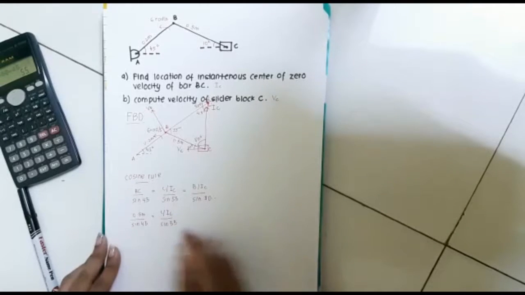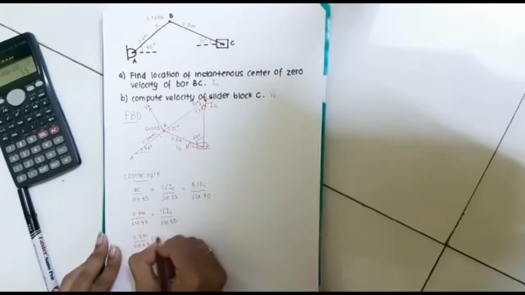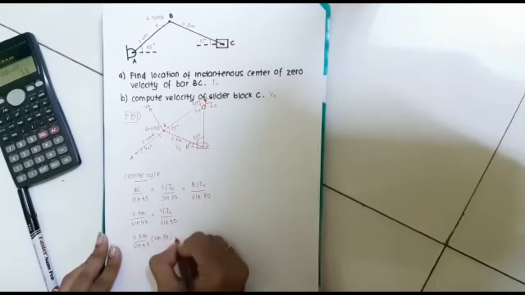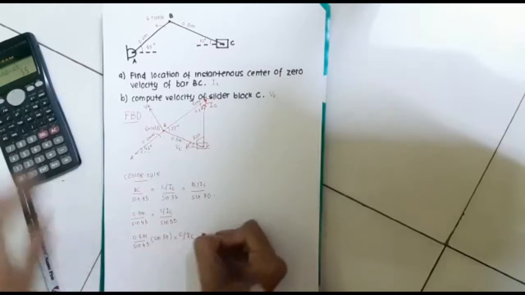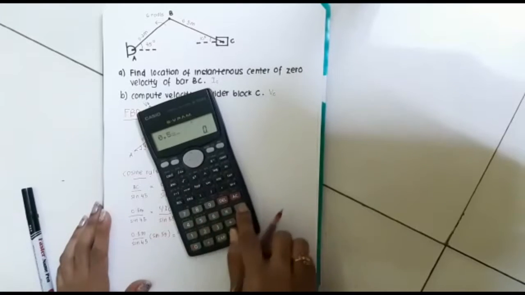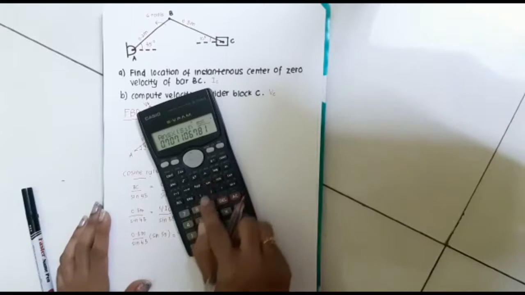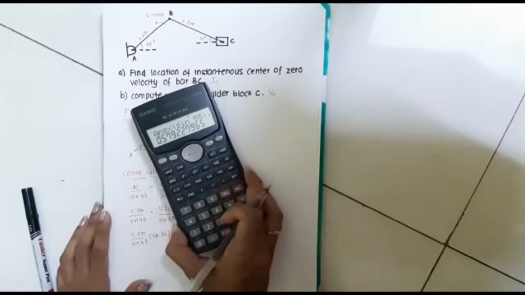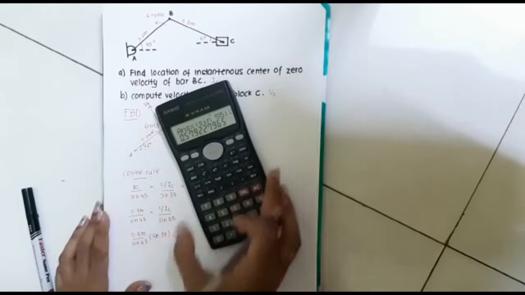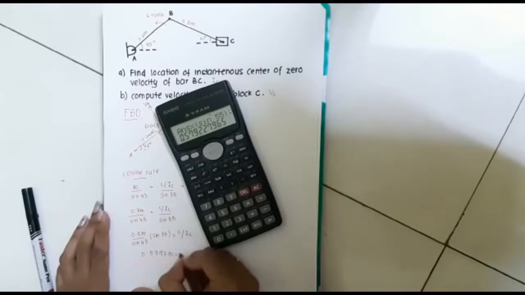So we just rearrange the formula. Now if we calculate 0.5 over sine 45 times sine 55, so we are getting 0.5792. It is better that we take any answers to 4 decimal places. It will be quite accurate when we get the answer.